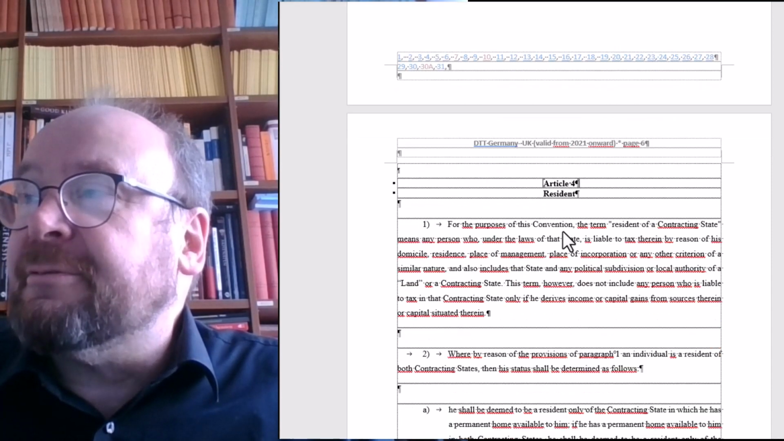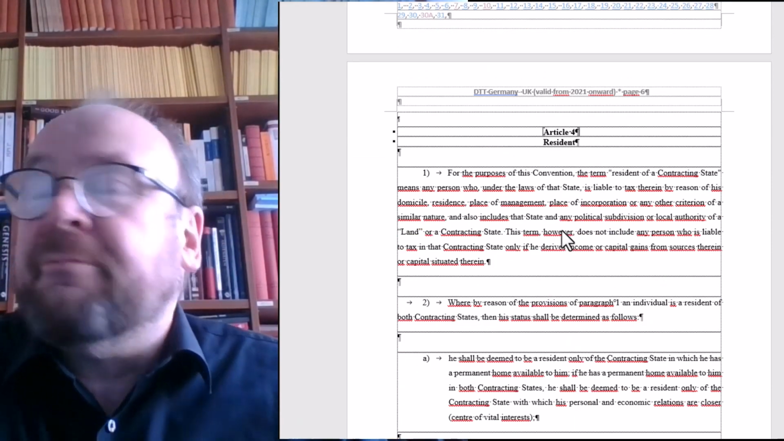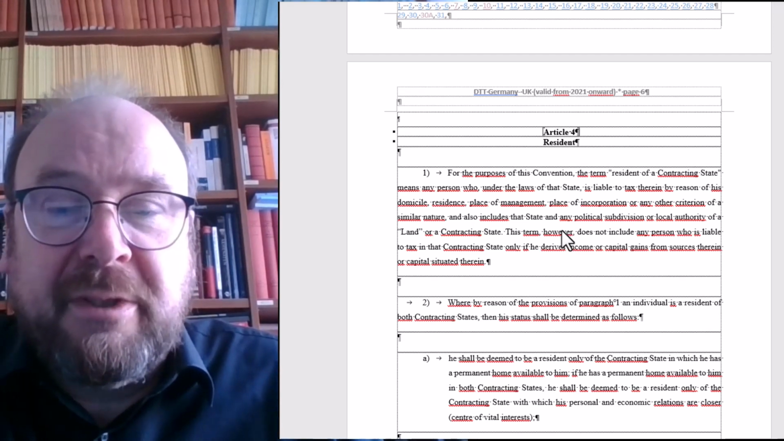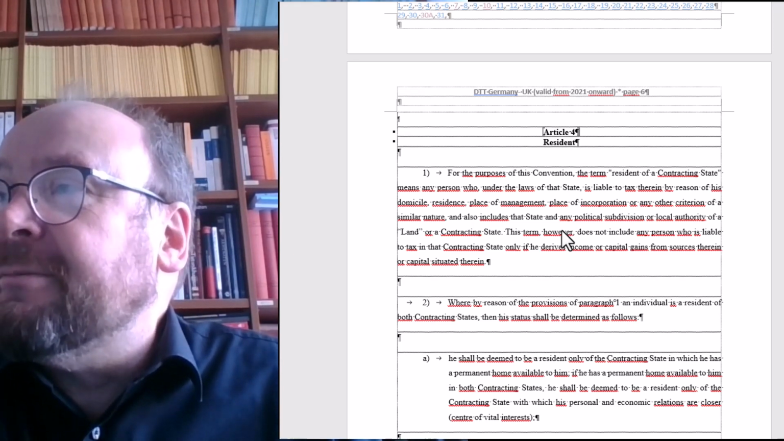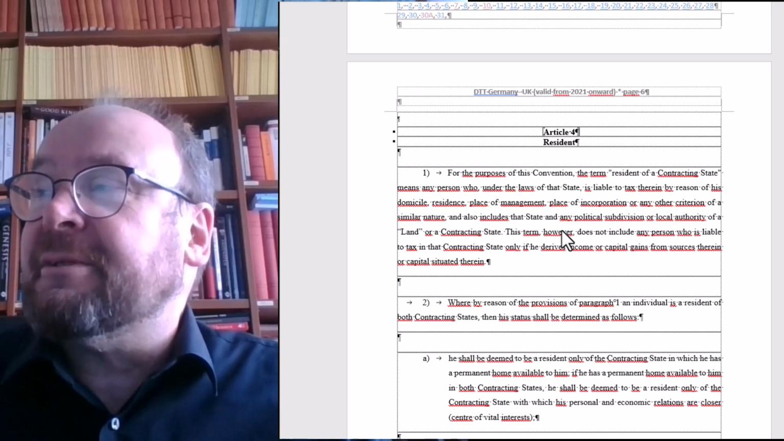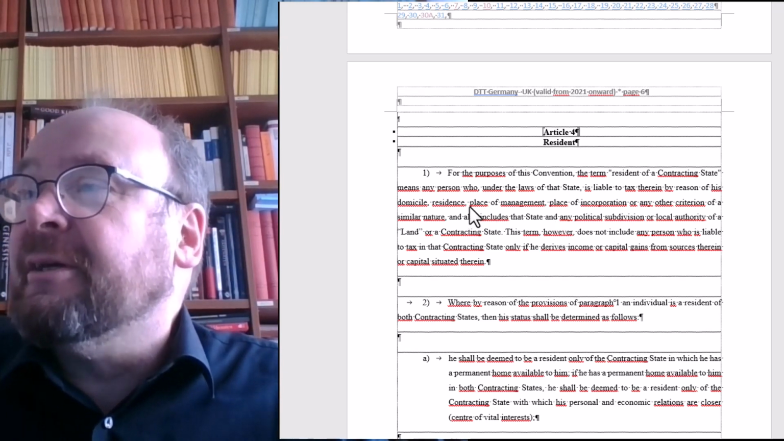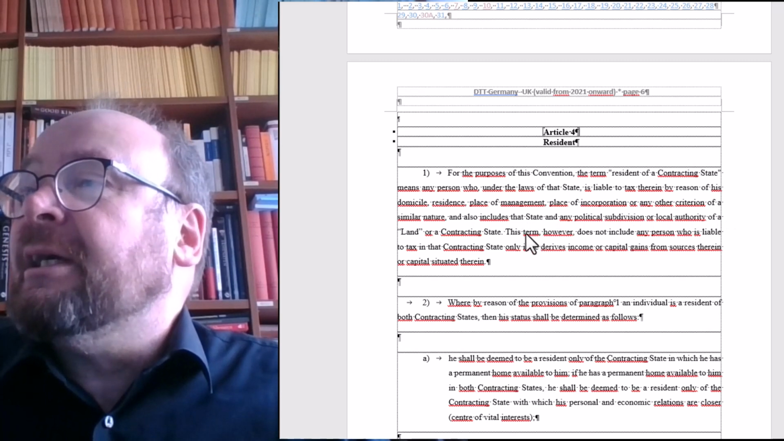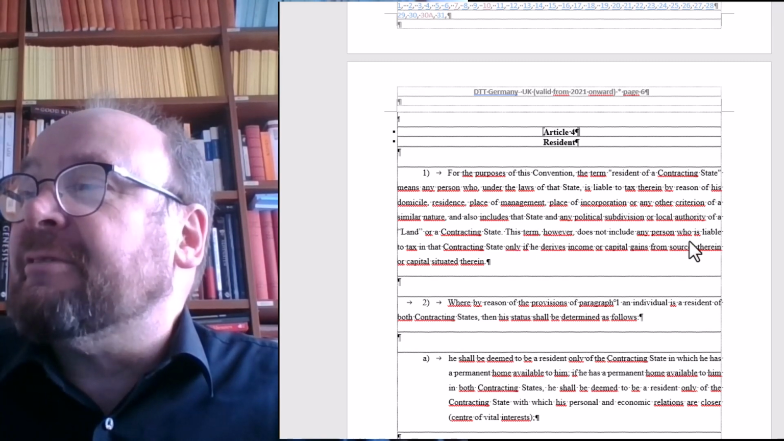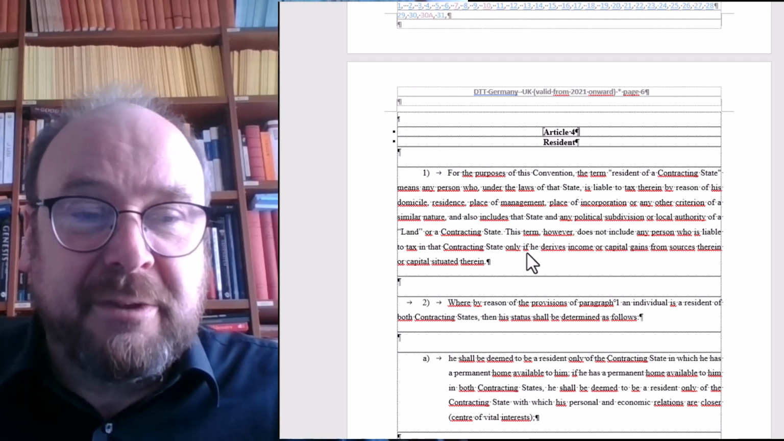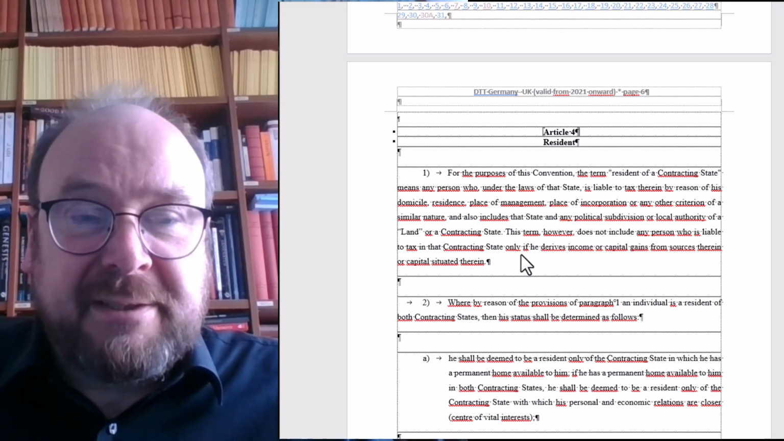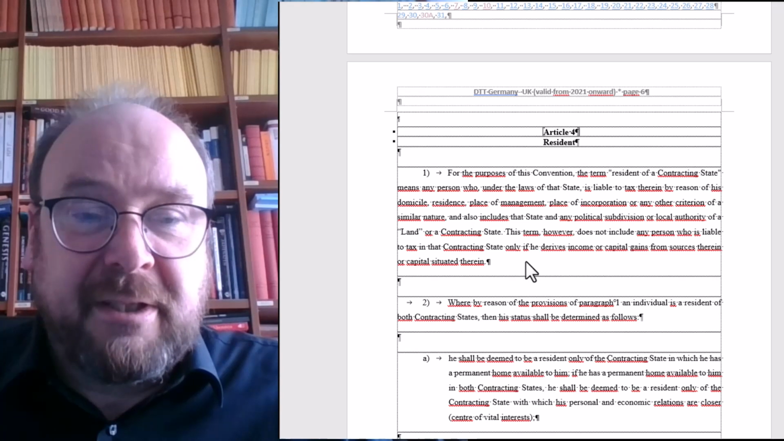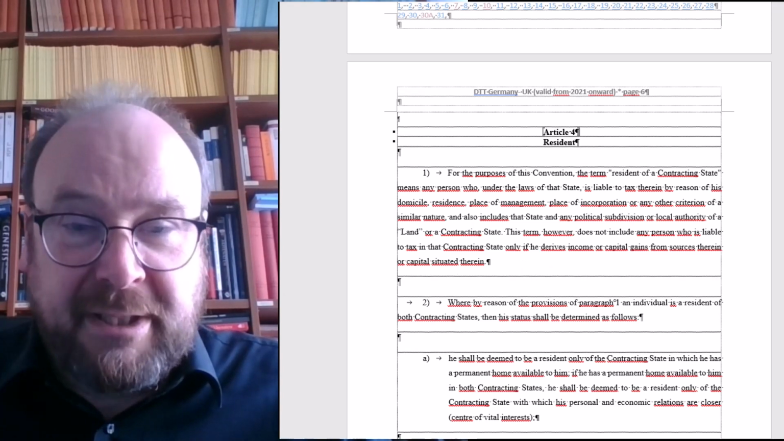And here we see Article 4, a resident. For the purposes of this convention, the term resident of a state means any person who under the laws of that state is liable to tax therein by reason of his domicile, residence, place of management, place of incorporation, or any other criterion of a similar nature. And this term, however, does not cover a person who is liable to only a limited tax liability on inland income. This should allow us to solve already the first step of our River Bank case. So let's make a note and write that down.